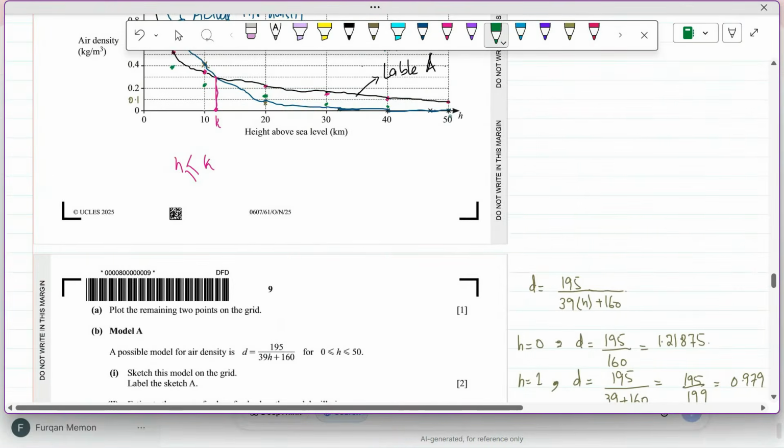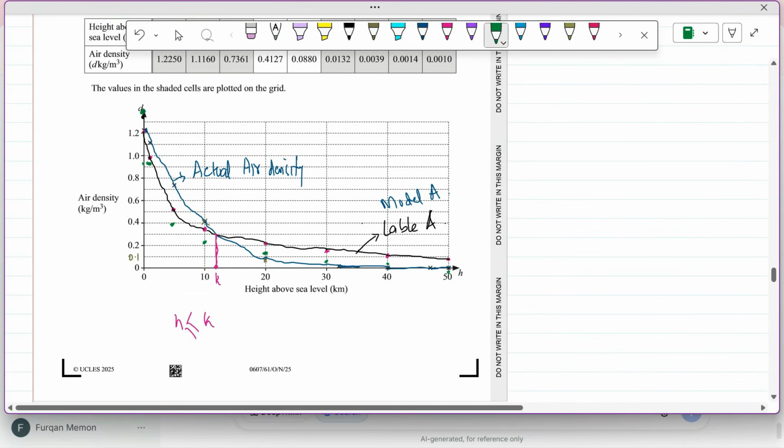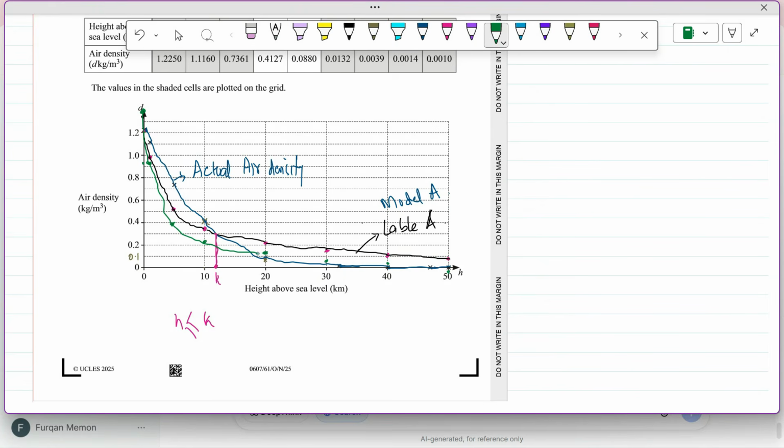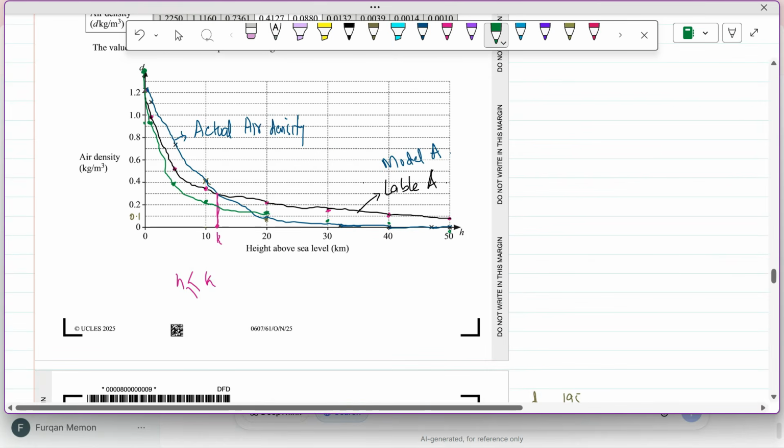And when we have the height 50, the value is negative. When we join these points, okay, so this is the sketch B.